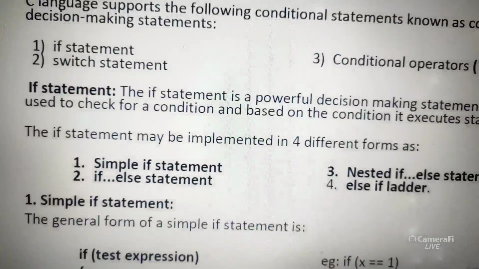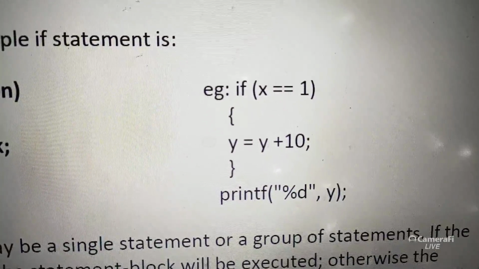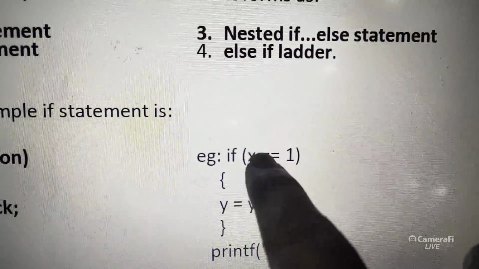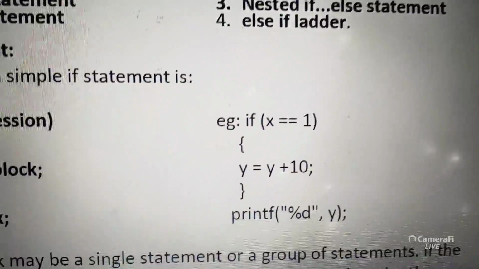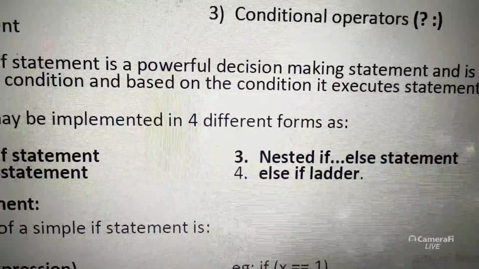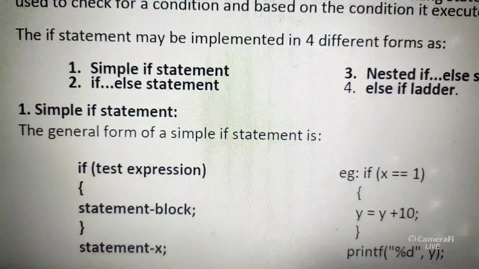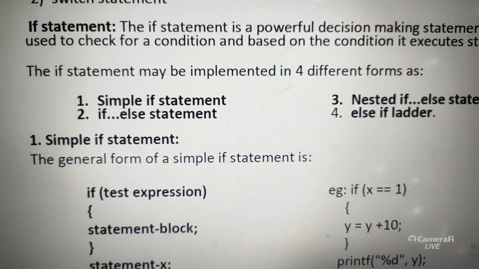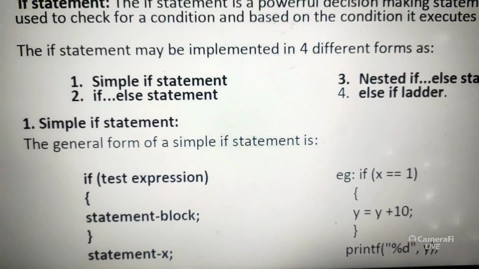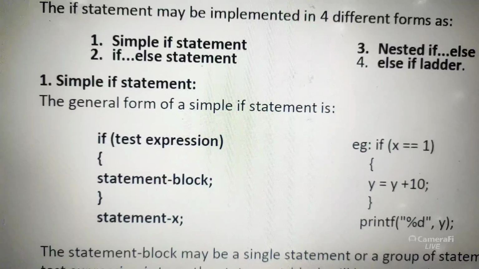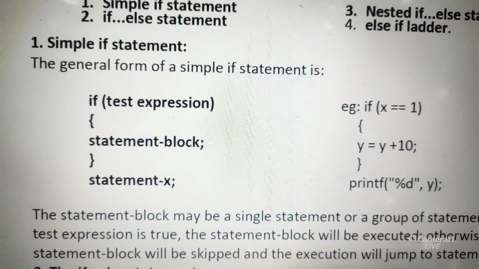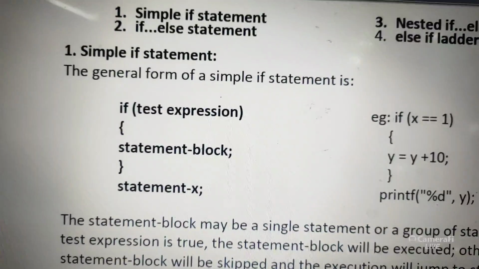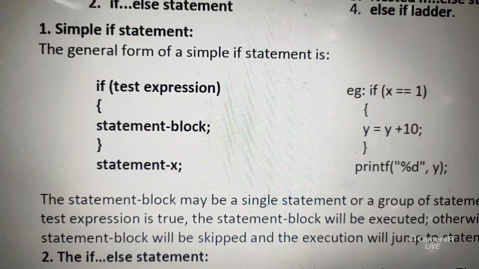The if statement will check for some condition. If the condition is true, then the body of the if, these lines, will be executed. If the condition is false, it will jump to the next statement, no execution. So that's what we're skipping. And if has four formats: simple if, if else, nested if, else if ladder. We can use the same if with four variations. First is simple if. Simple if will execute only for trueness of the test expression.